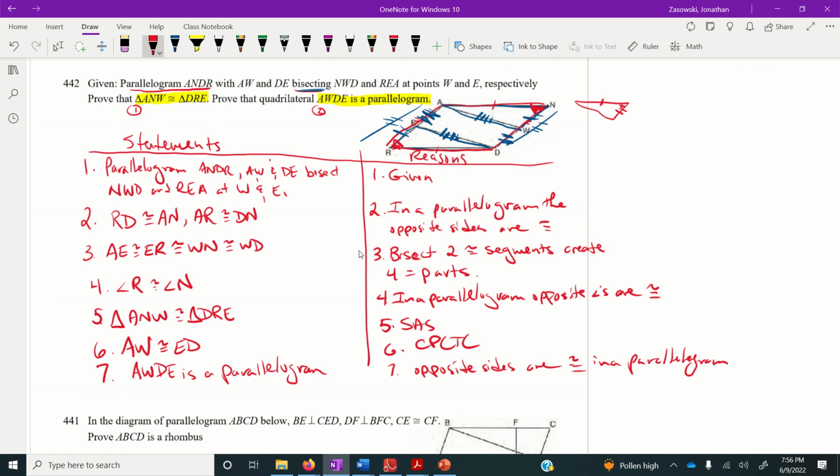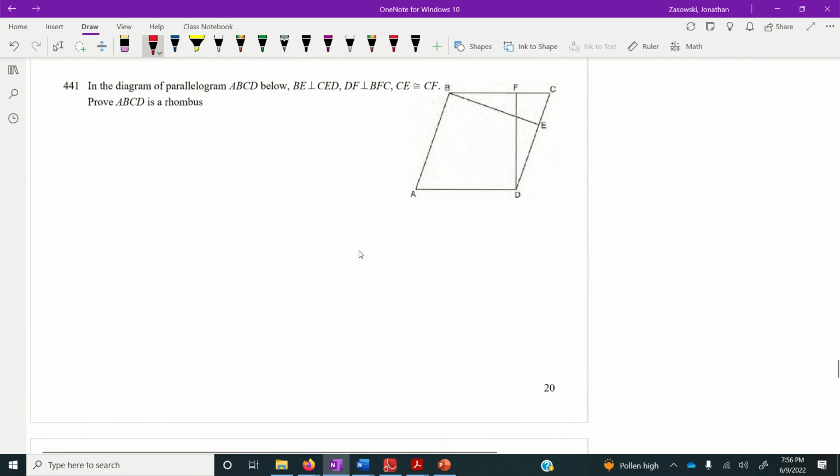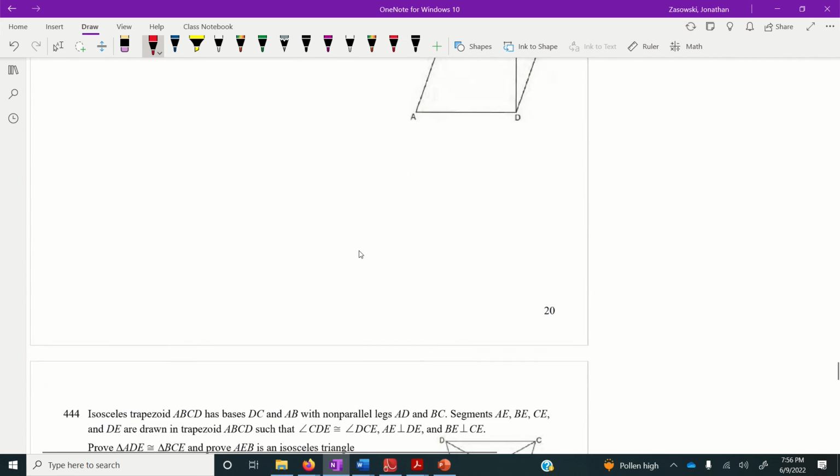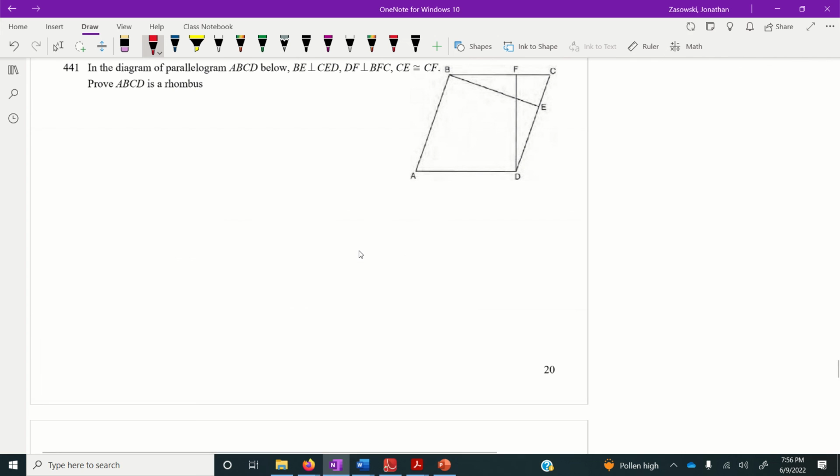All right. Let's finish up this last one here, and then we'll save these other ones for class tomorrow. So 441, in the diagram of a parallelogram ABCD below, BE is perpendicular to CED. DF is perpendicular to BFC. Okay, so we have BE. Ooh, key thing, perpendicular. Love it. And we also have a parallelogram. Now, we want to prove that ABCD is a rhombus.